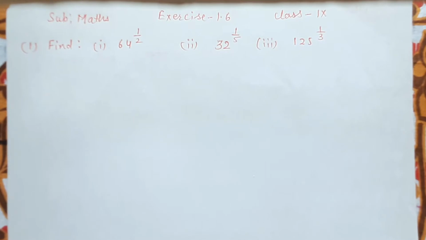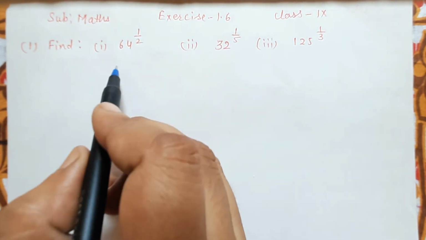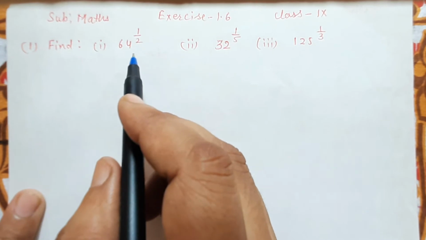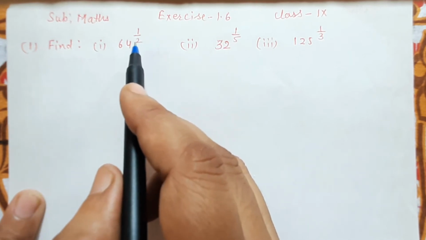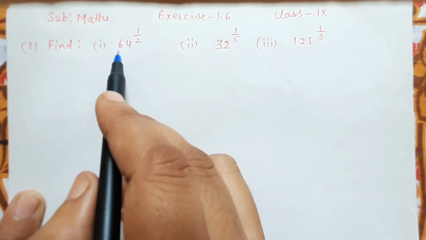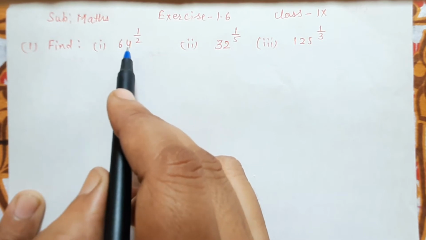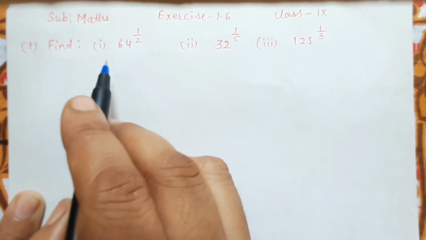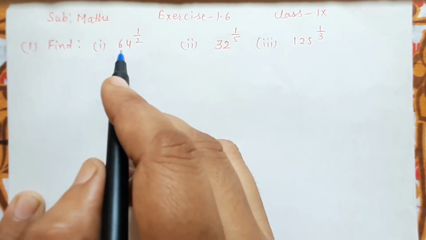Everyone, today we are going to solve exercise 1.6, question number 1. Our first question is 64 raised to power 1 by 2. Here the power is a rational power, 1 by 2. So first we will try to factorize the 64 into prime numbers. This can be solved by two methods.